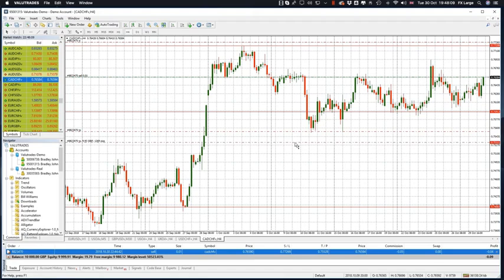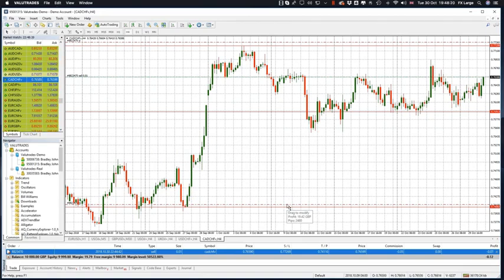I can drag it down to a much lower point, this next line of support, this next key level, and it moves all by itself. So now we're looking at £19.42. So we have a risk of £5 and a potential profit of £19.42.